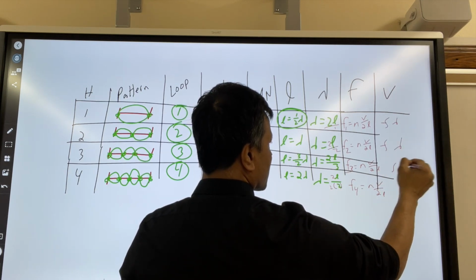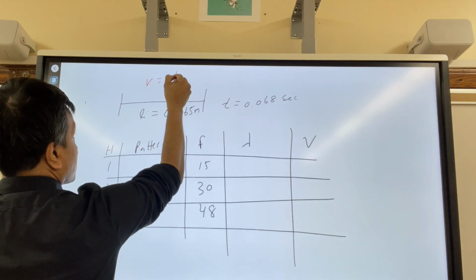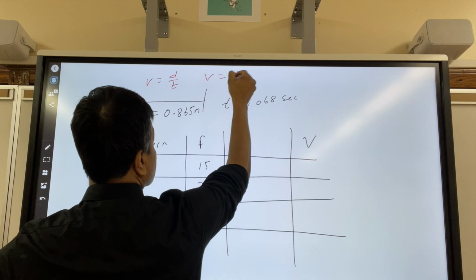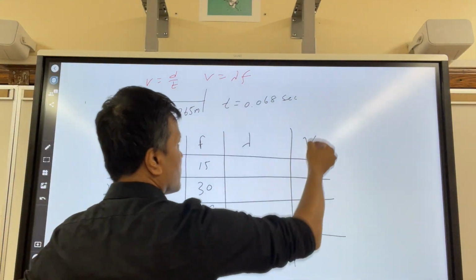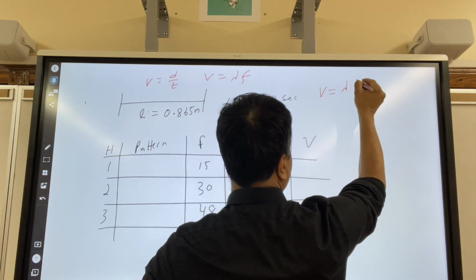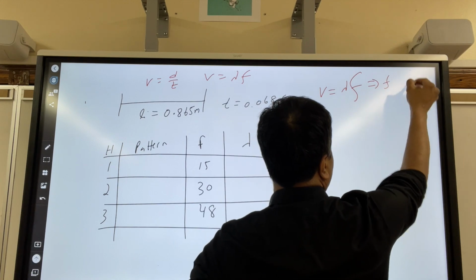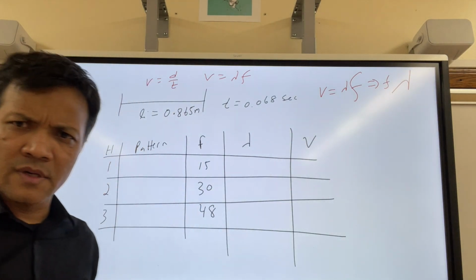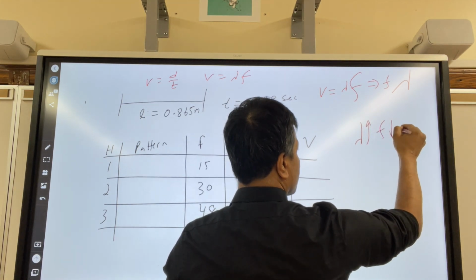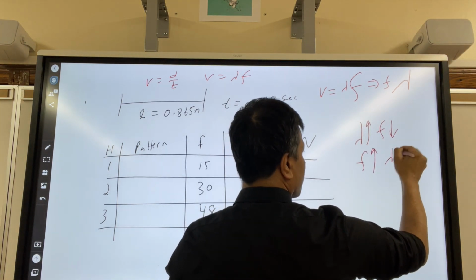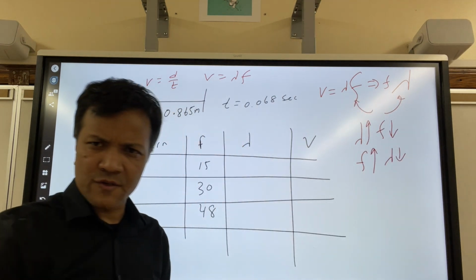Velocity is frequency times lambda. Velocity is distance over time, or velocity is lambda times frequency, and they are the same thing. We are also going to discover that velocity is lambda times frequency, the small frequency with the big lambda. If lambda goes big, frequency goes small. If frequency goes big, lambda goes small. That's what it means.